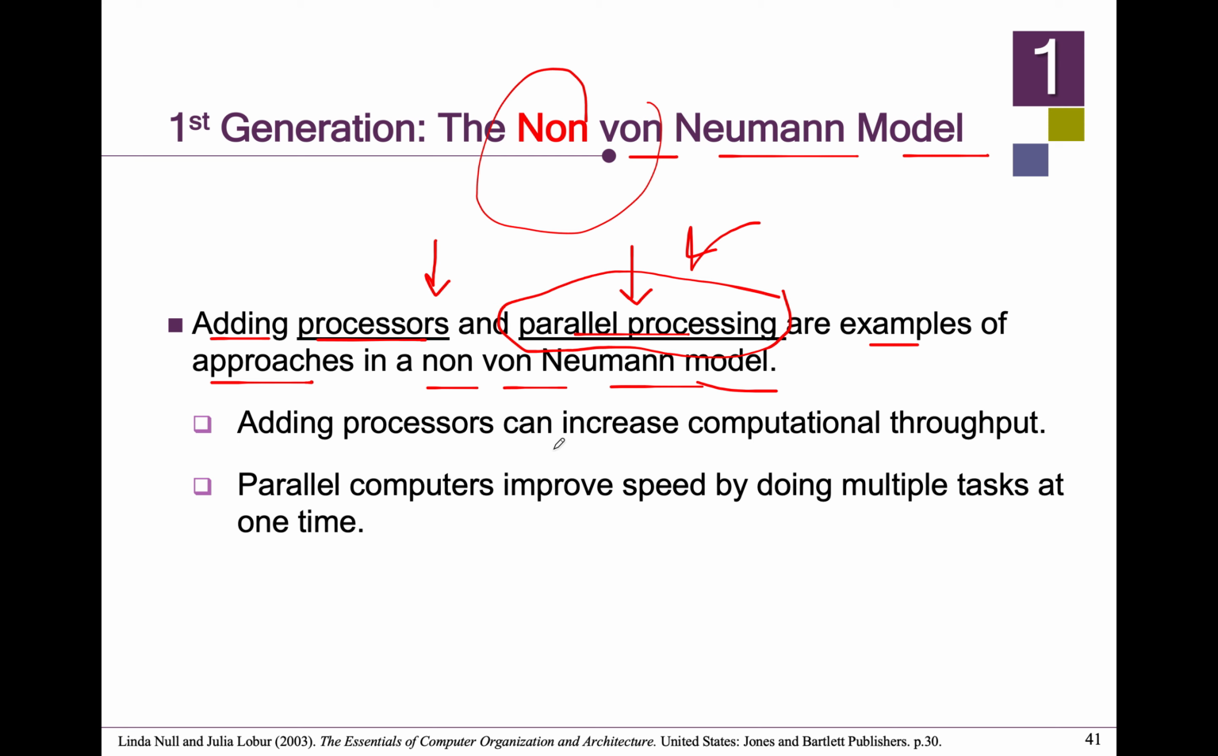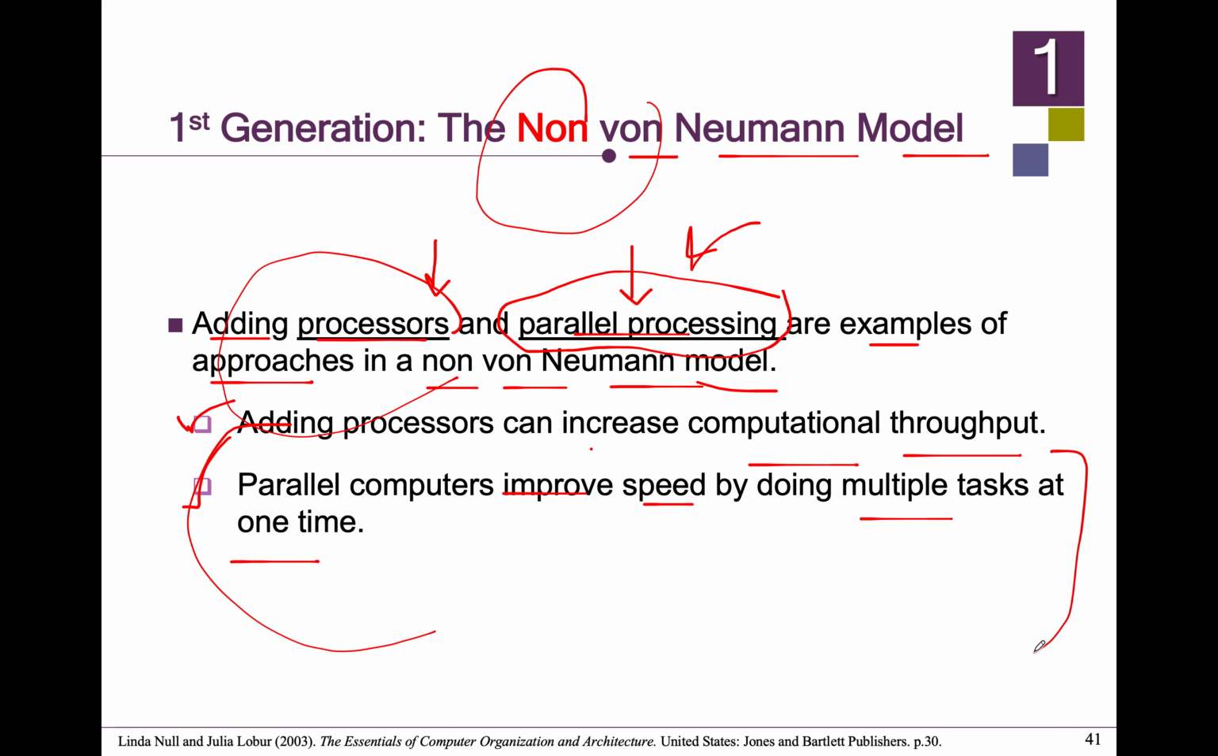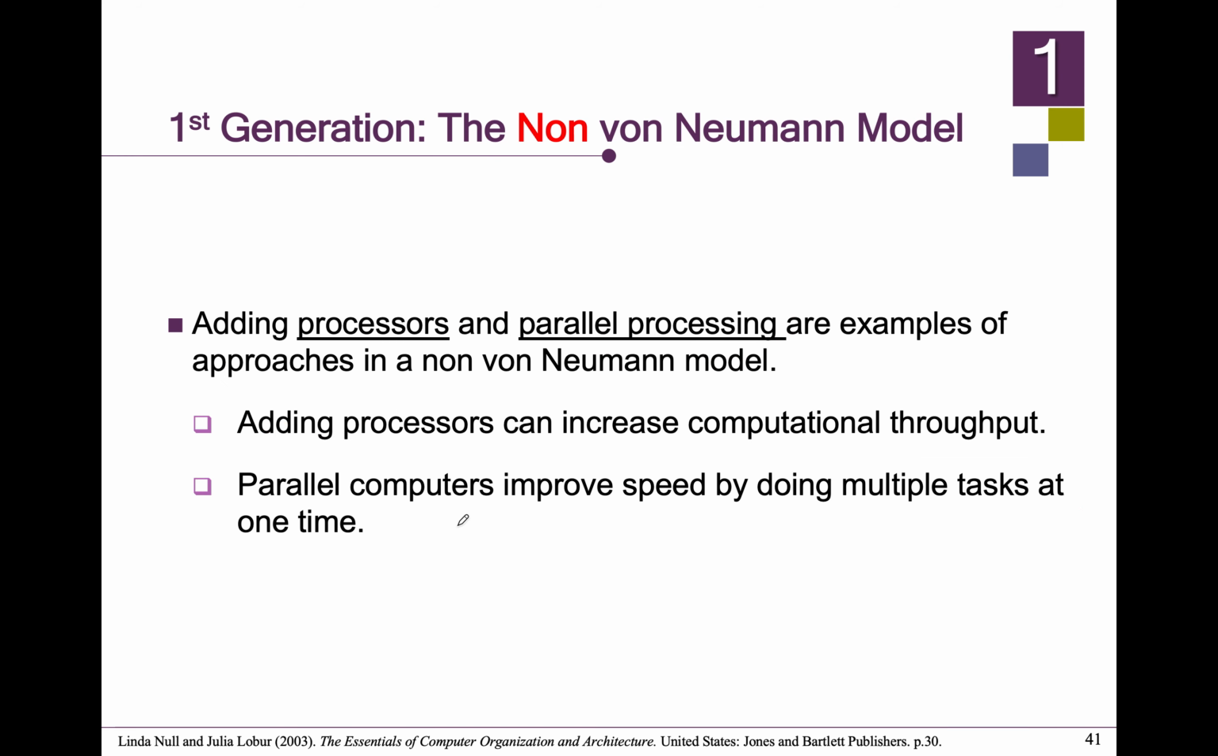Adding a processor can increase computational throughput. So this is the advantage of adding the processor. And a parallel computer improves speed by doing multiple tasks at one time. That's why in that HPPC subject, you're going to learn all of this, because our computer systems nowadays are using parallel processing, parallel computing, because we can speed up our processing time.